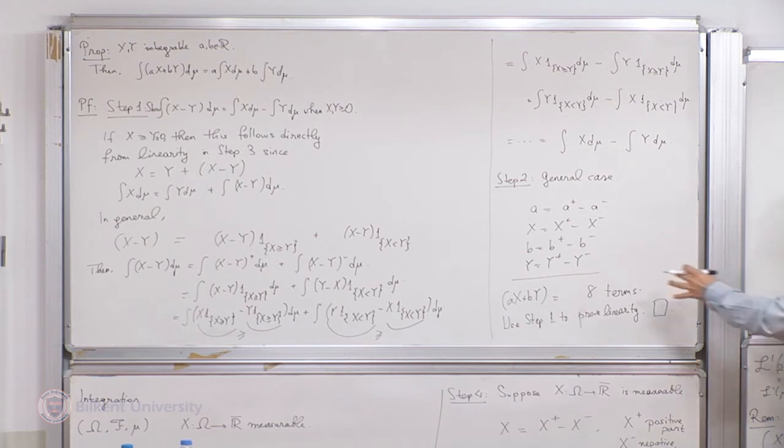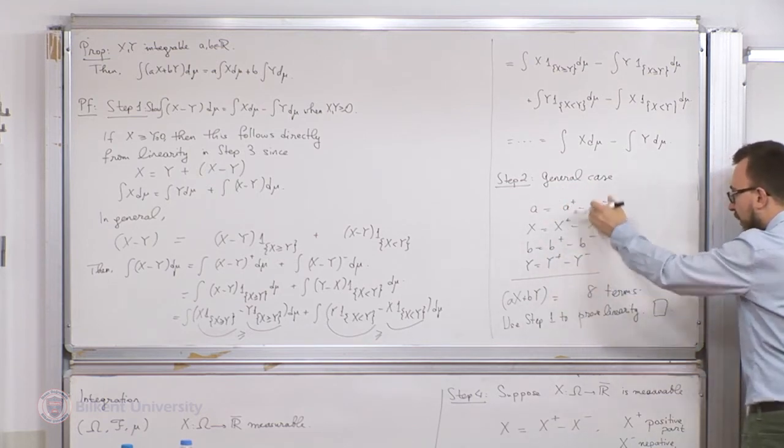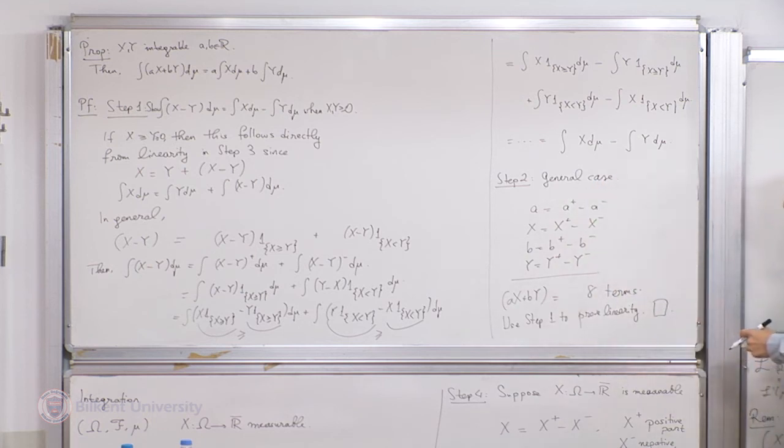So 4 of those terms will have a plus 1 in front, and the other 4 will have minus 1 in front. Therefore, you need to deal with this negative sign, but nothing else. The rest is just linearity for the positive case.